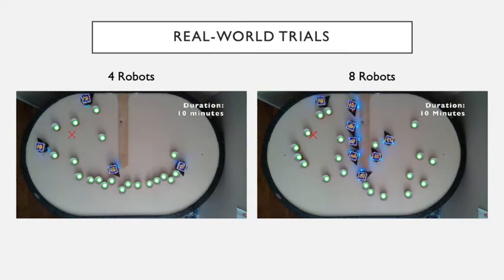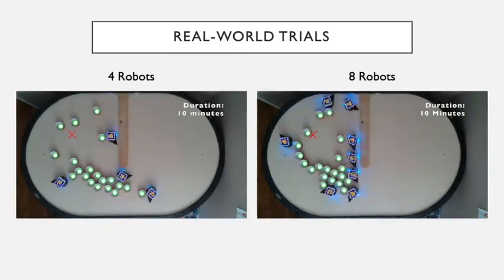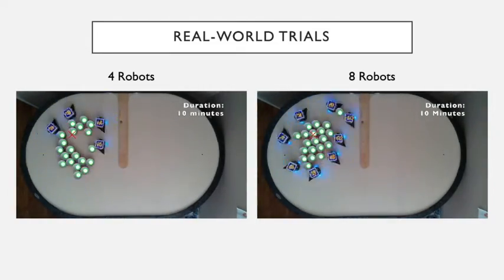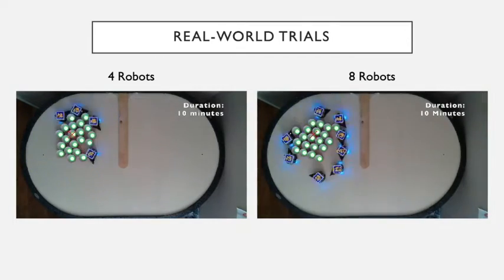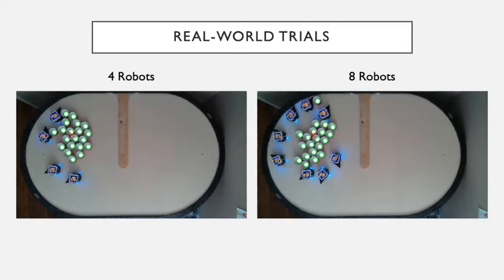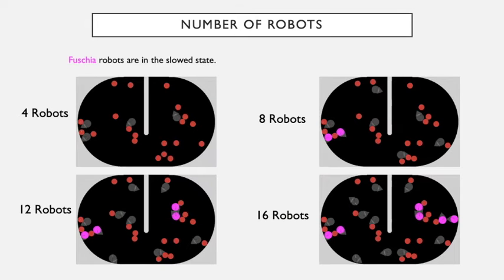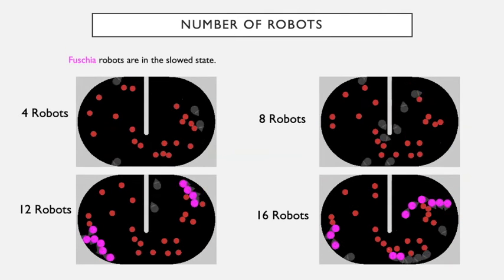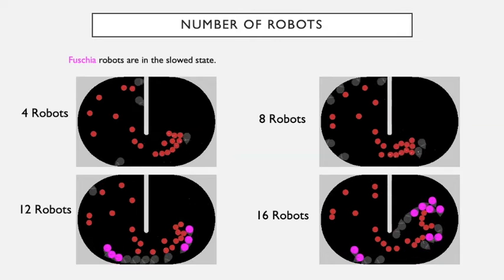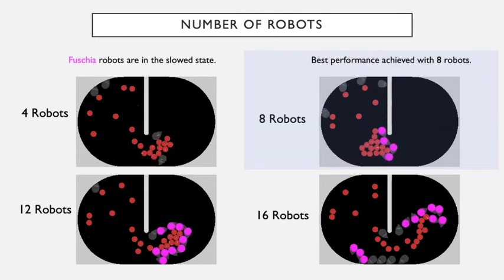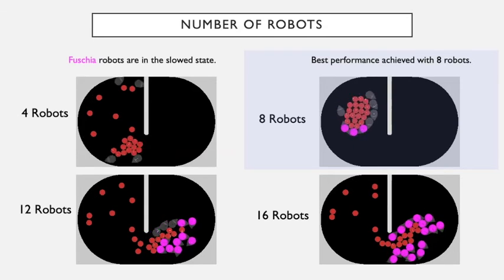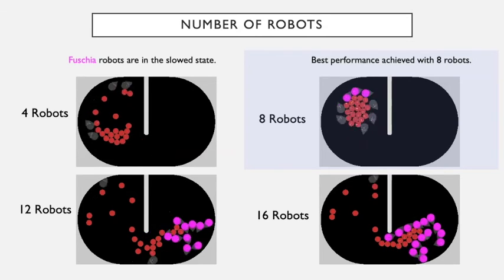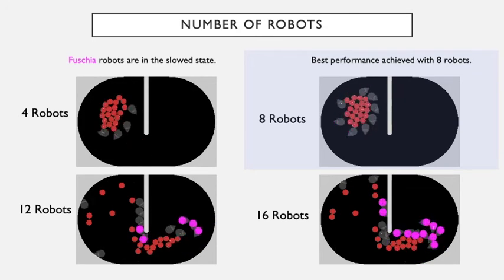This shows real-world trials of this method using overhead camera and April tags on the robots for localization. In this case, we can see that the system completes more quickly with 8 robots than with 4. We can further explore the number of robots in simulation. The robots that are highlighted in fuchsia are in a slowed state. And we can see that once again, 8 robots performs optimally amongst this set of possible robot numbers.